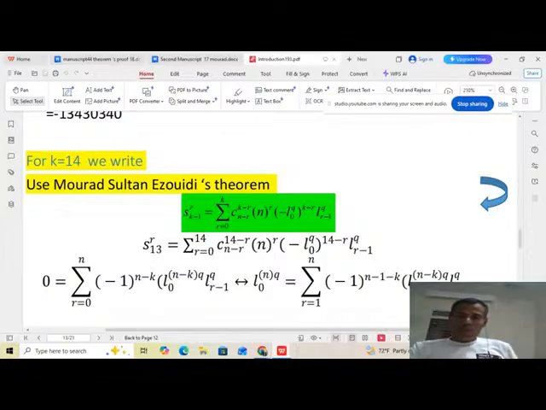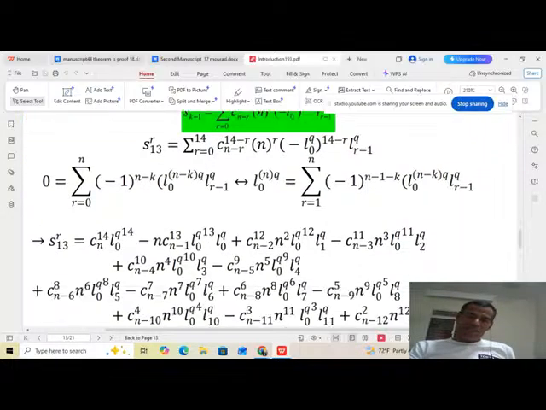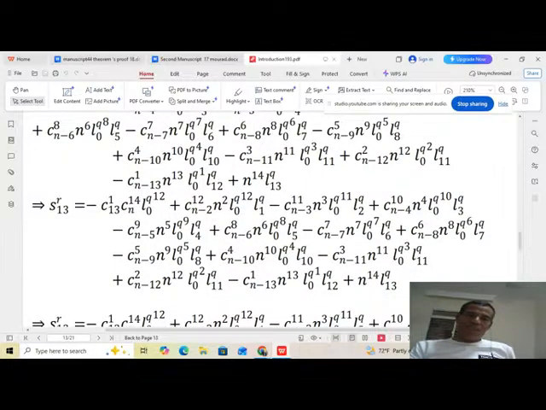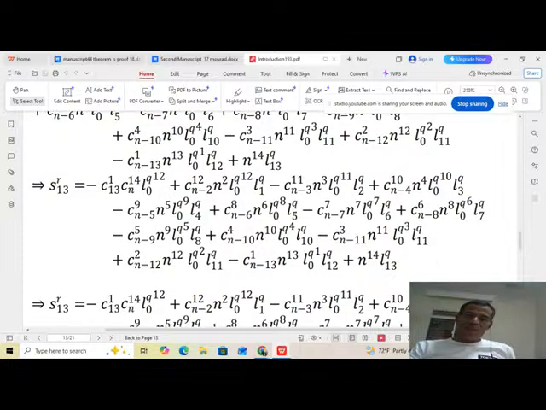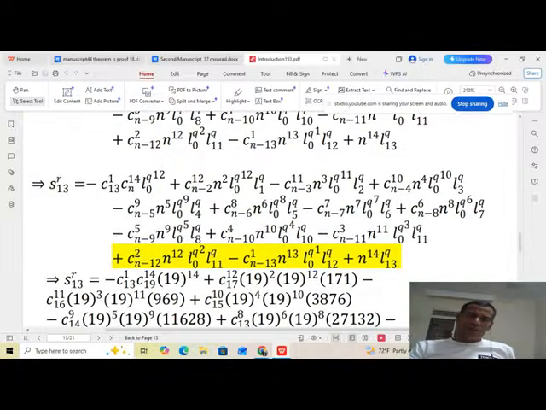Here, the theorem. We substitute k equal 14. 14 minus 1 gives you 13, and for the rest you just use the formula, expand it, and write it in its lowest term. So this is S13 after writing it in its lowest term. This formula has now been generalized.